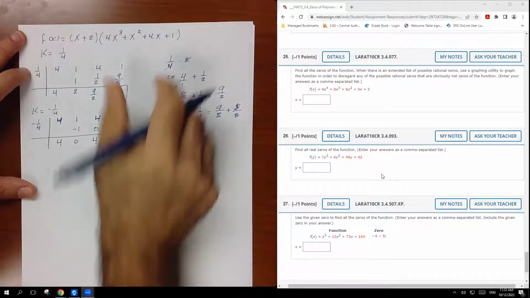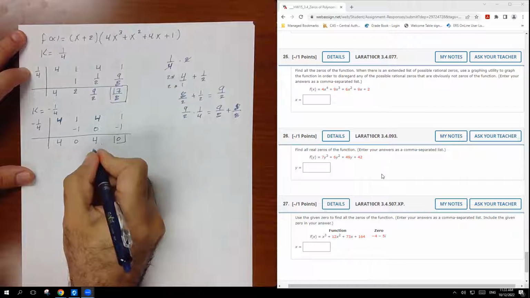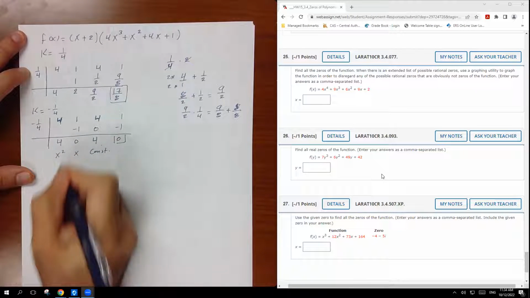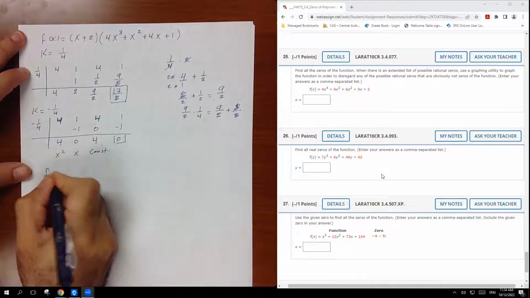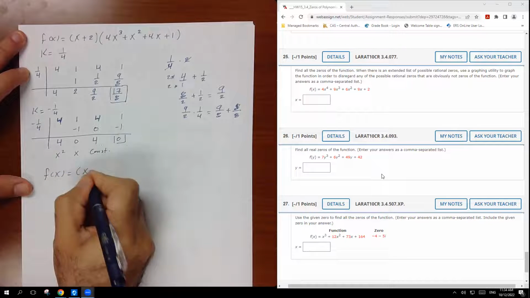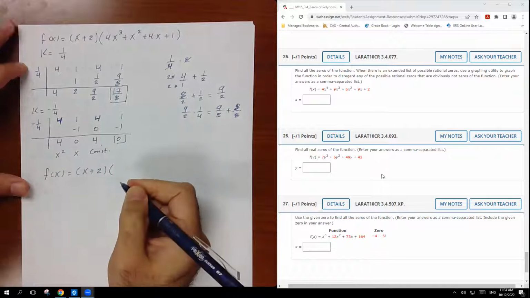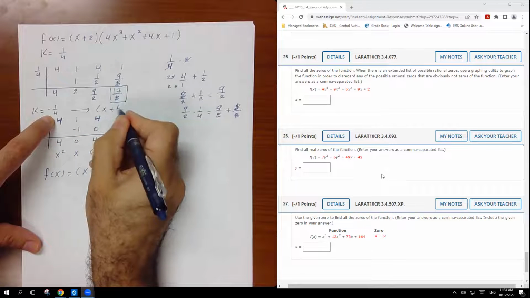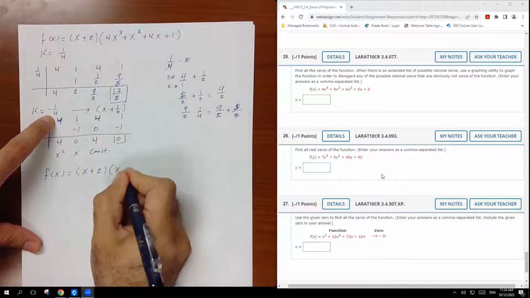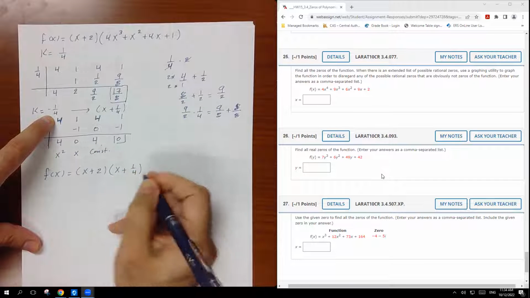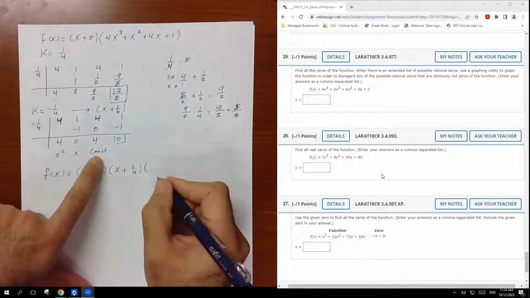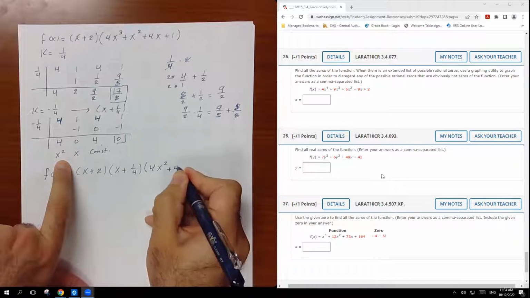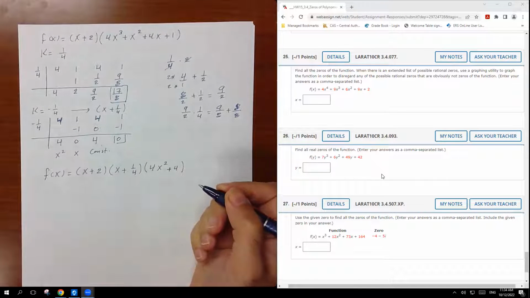That means this part is going to be, this is constant, and here is x, and here is x squared. That means alpha for the x is going to be x plus 2, and here the k from here is going to be x plus 1/4, and this is the constant, this is x squared, so 4x squared plus 4, and that's it.